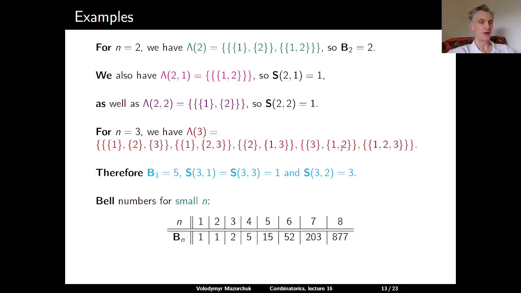Here is a table of values for the Bell numbers for small n. So B_0 is equal to 1, B_1 is 1, B_2 is 2, B_3 is 5, B_4 is 15, and then we have 52, 203, and 877.